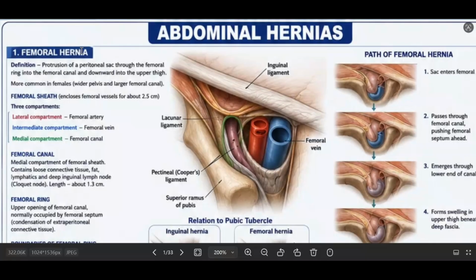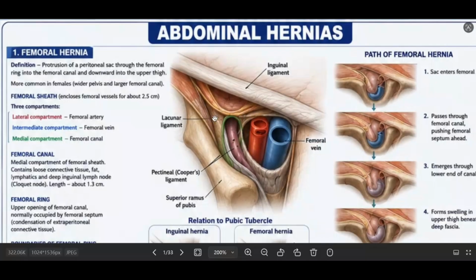Remember. Okay. Now first understand the femoral sheath, because to understand the femoral hernia we must first know what the femoral sheath is. The femoral sheath is a funnel shaped fascial sleeve that surrounds the proximal femoral vessels. Here you can see the femoral vessels, and the sheath surrounding them is called the femoral sheath. It encloses structures for about 2.5 centimeter or 1 inch below the inguinal ligament.